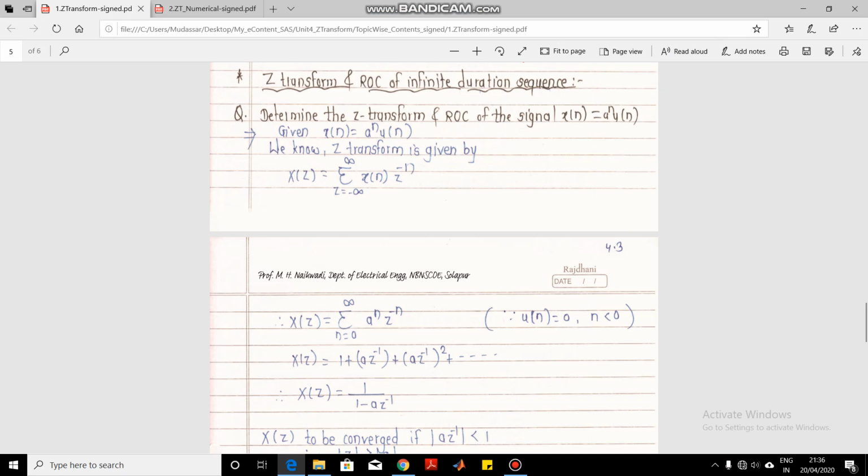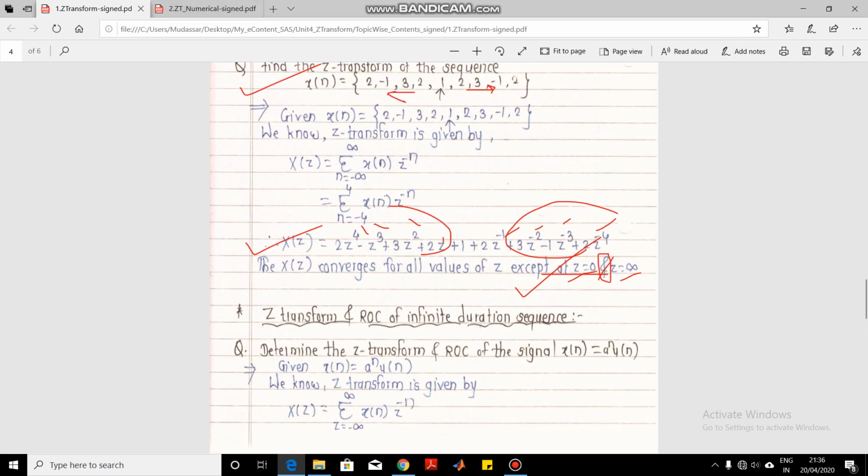So region of convergence is a very important concept related to the Z transform, and we have seen that the Z transform is to be specified with the ROC. Whenever we are specifying the Z transform of any signal, we have to specify the ROC, that is the region of convergence. Convergence means attaining a finite value. So wherever X of z attains a finite value, that is called the ROC of that Z transform. Now in this lecture, we will see how to compute the Z transform of a signal which is of infinite duration.